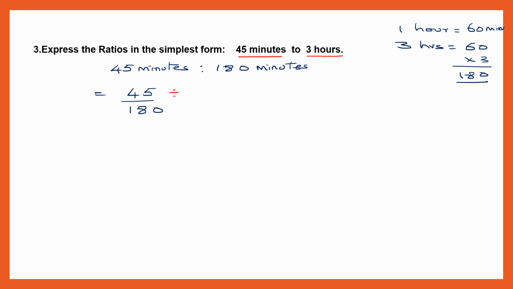So let's divide both by 9 first. So when we divide by 9, what do we get? 9 fives are 45, 9 twos are 18, 20. I can divide both again by 5. Divide both by 5 and see what you get. So this will be 5 ones are 5, 5 fours are 20. So our ratio is 1 is to 4. So this is a final answer.